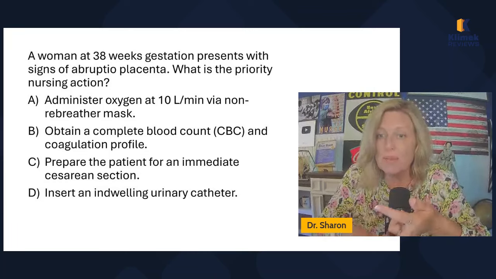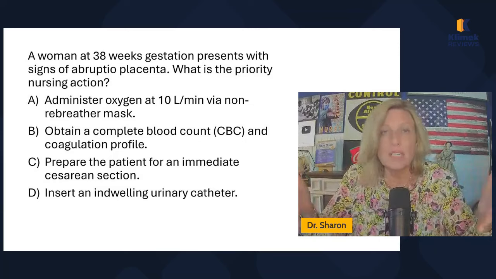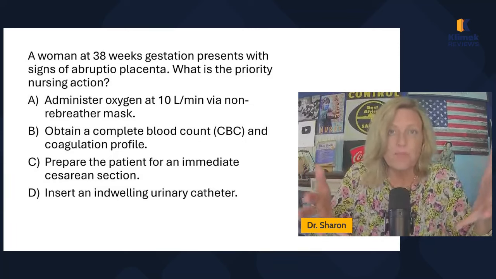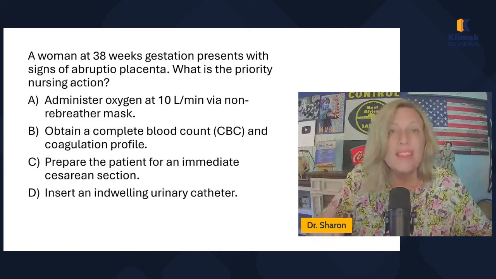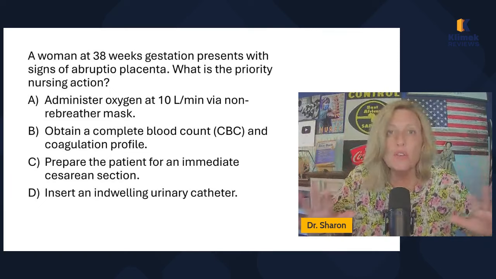We can deliver this baby, and the C-section is what we do when someone has a placenta previa or abruptio placenta. We got to do a C-section, insert an indwelling catheter. I mean, I might do that, but I'm only allowed to do one thing, y'all. I'm only allowed to do one thing.